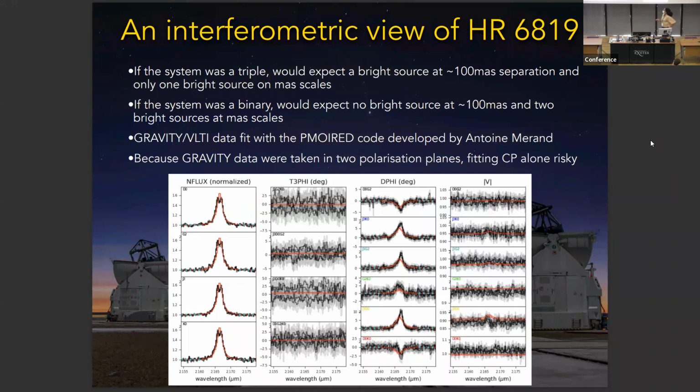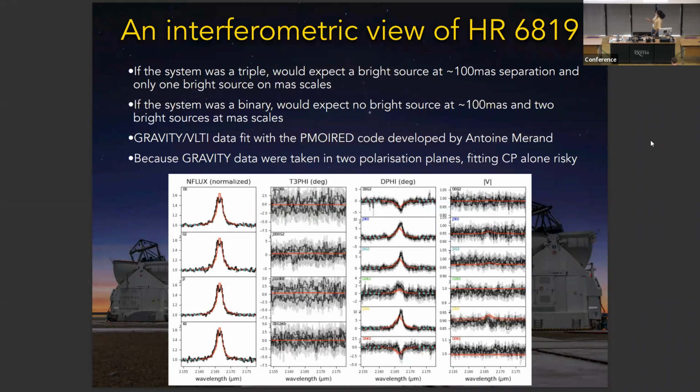So again, we were using GRAVITY VLTI data and fitting this with PoIRoT. Essentially what we found was that we again have some Brackett gamma emission here, but you can see there's actually quite a nice double peak feature. We also had an interesting artifact in our closure phase data, because we had GRAVITY data taken in two polarization planes and the signal would flip between the two planes. Because this confused the fitting, we relied a lot on the differential phases to unveil the nature of the source.